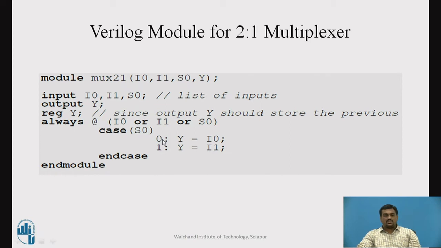Whenever S0 is equal to 0, Y should be equal to I0, so that is why Y is equal to I0 is written here. And for S0 equal to 1, Y should be equal to I1. That is the same thing which is written here. The case block should be ended with the endcase statement. And finally, the module is ended with the endmodule keyword. So this is the module definition for the 2:1 multiplexer. Now let's check the test bench for the 2:1 multiplexer.